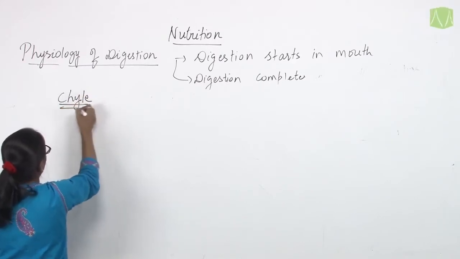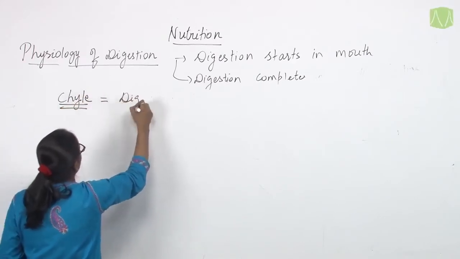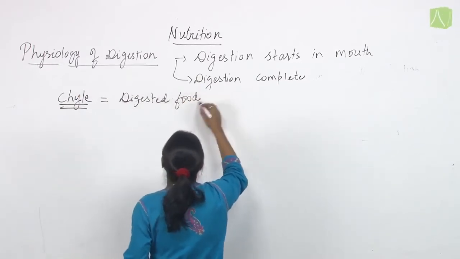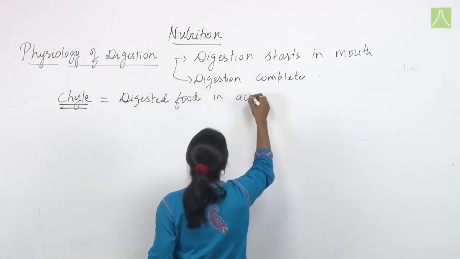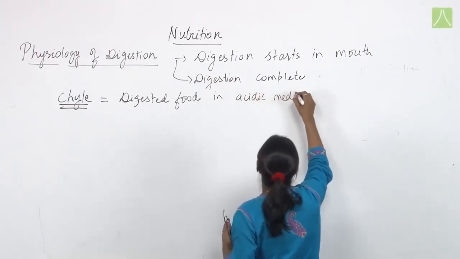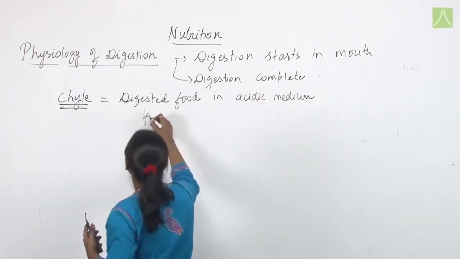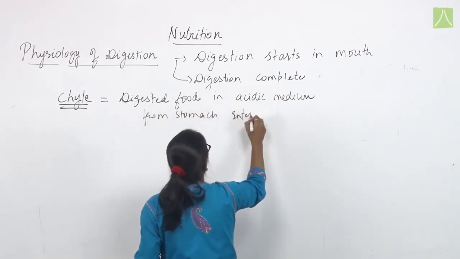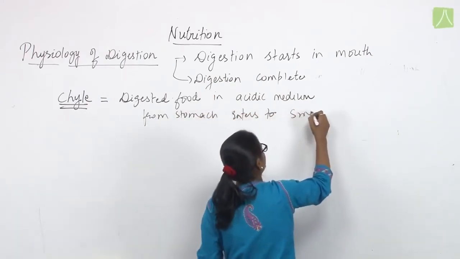This is chyle. Chyle is the digested food in acidic medium from the stomach. Now it enters the small intestine.